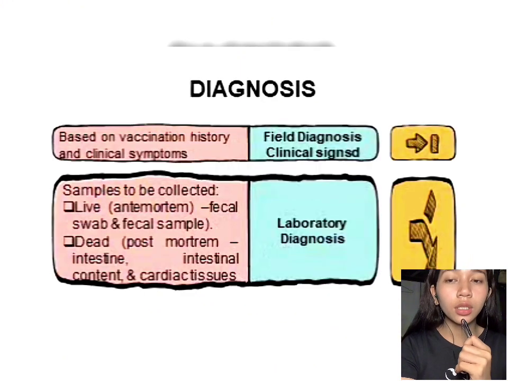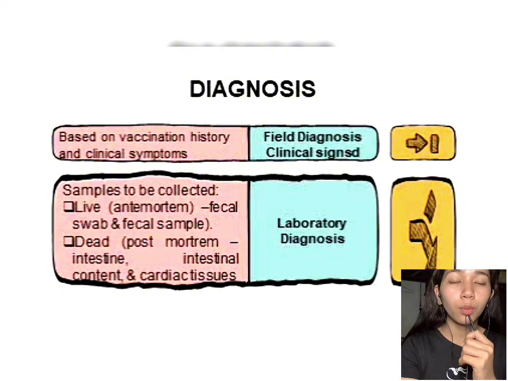For the diagnosis, this can be done at field level or in the laboratory. In field diagnosis, it is based on the vaccination history against the infection and the clinical symptoms such as foul-smelling bloody diarrhea in young animals, and by post-mortem findings such as hemorrhagic enteritis and myocarditis in puppies.